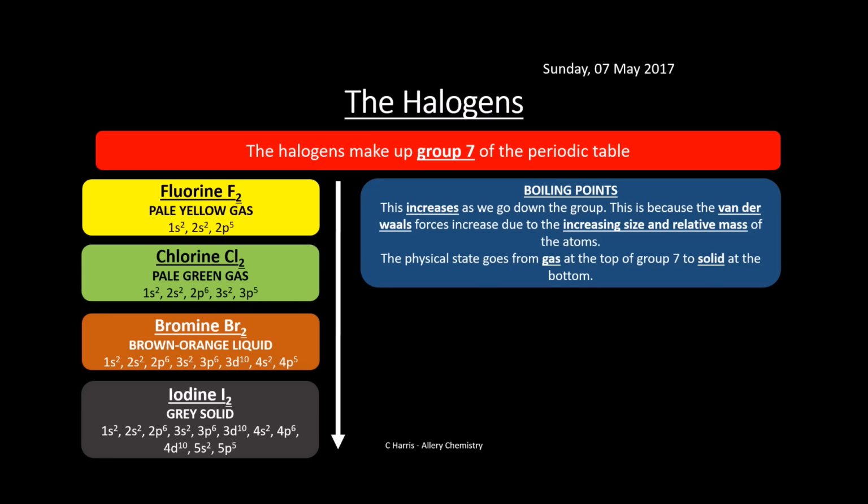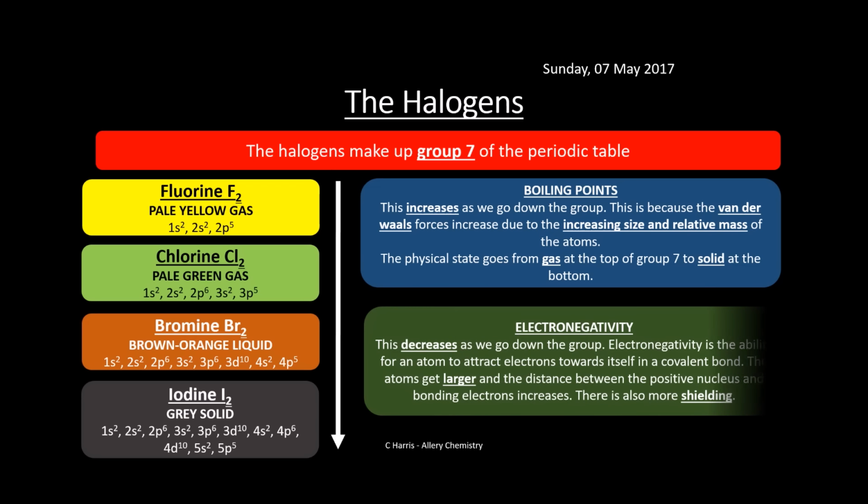Now, you can see some of these are in different states. The top two are gases. Bromine is a liquid and iodine is a solid. So that basically explains that the van der Waals forces are increasing, and at room temperature, as we go down the group, they become more solid.